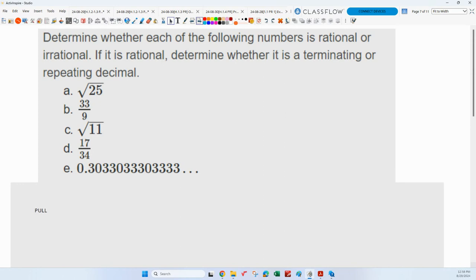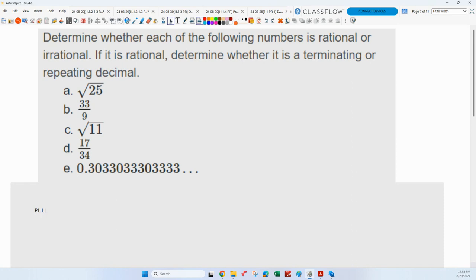It looks like a square root, though. How do I know that's rational? Didn't we say like square root of 2 or square root of 3 is irrational? What's special about that square root that makes it rational? Because it has a whole number. Oh, okay, so I can simplify that, can't I? What is the square root of 25? 5. Okay, so we could just replace that with a 5, which is rational.